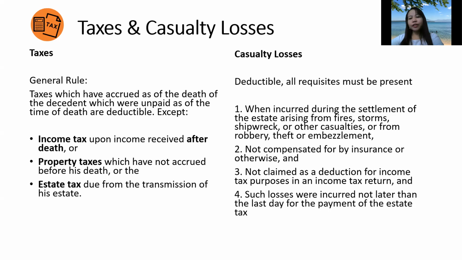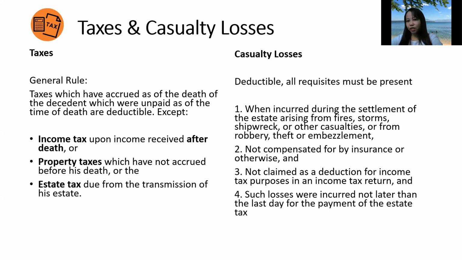Okay? For the casualty losses, the general rule, class, is that it is deductible. But you need to be very careful because these casualty losses talk about the losses that are incurred during the settlement of the estate. And it must arise from firestorms, any of these circumstances. The question would be, why would casualty losses only include those that are incurred during the settlement of the estate? Why not before? Because if it's before, it might already be under a different category. It could be under claims against the estate, right? Or if the property is already gone, then the property will not be included in the gross estate anymore.